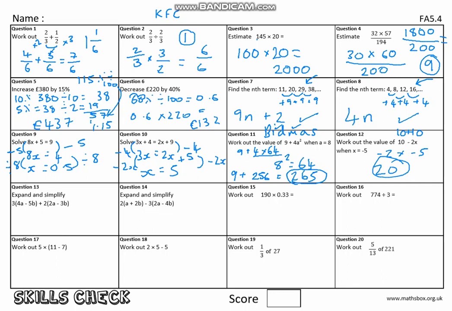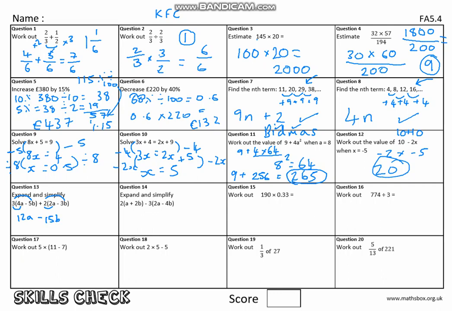Right then, next one, expand and simplify. So we did these last week. So to expand, we take the number on the outside of the bracket and times it by what's on the inside of the bracket. So we'll do that first. So 3 times 4 is 12, so we'd have 12a. 3 times 5 is 15, so we'd have 15b.